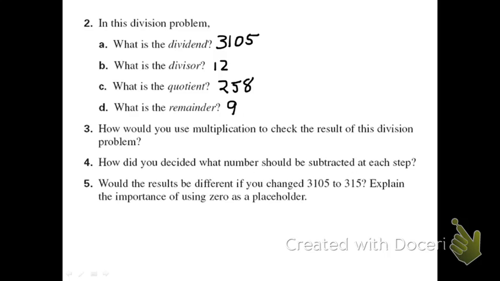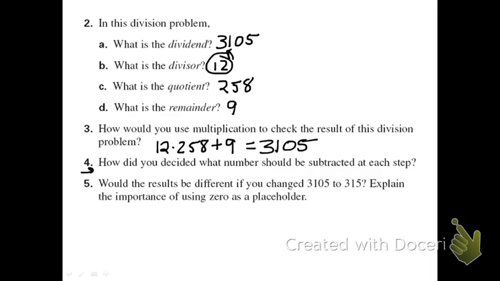How could you use multiplication to check the result of this division problem? Well, you might recall, all you have to do is multiply your divisor by your quotient, 258, and if you did that, I think you'd be 9 units short of your dividend, so you'd have to add on the remainder. So I believe if you did that, you're going to get the 3,105. For number 4, it says, how did you decide what number should be subtracted at each step? Well, basically, I think what you had to do is see how many times your divisor went into whatever digits of the dividend you happen to be looking at.